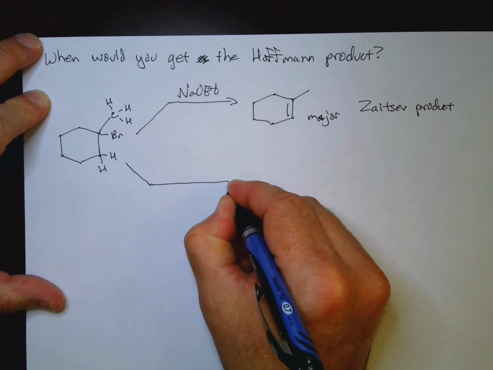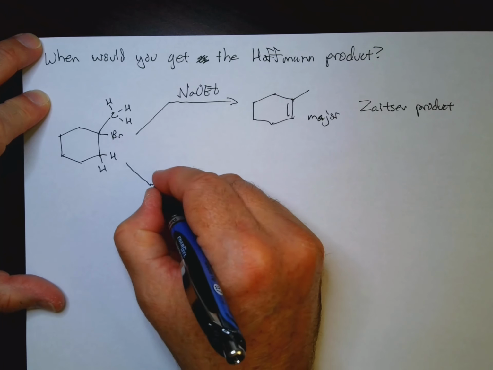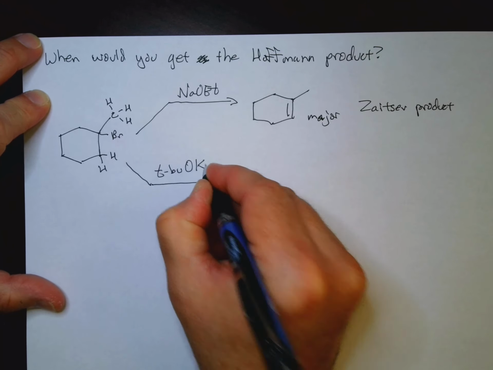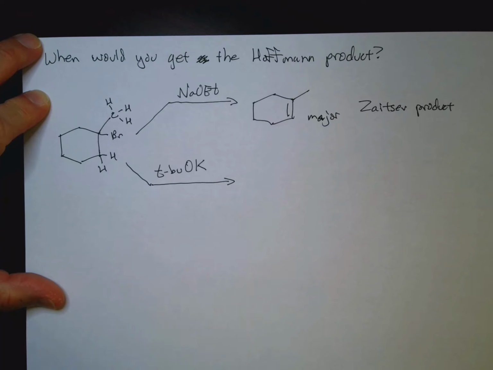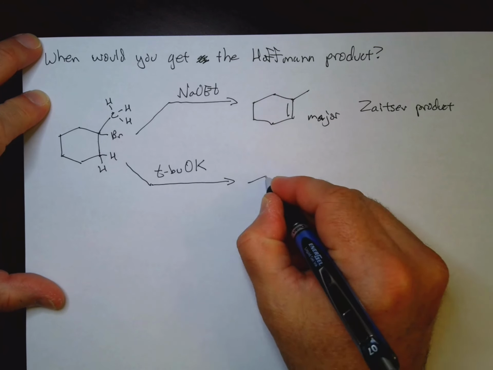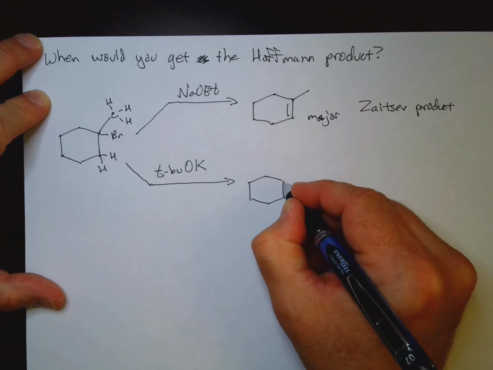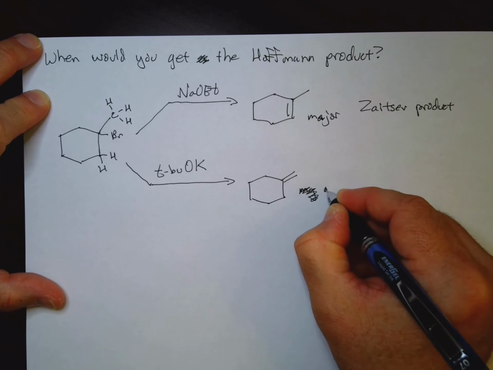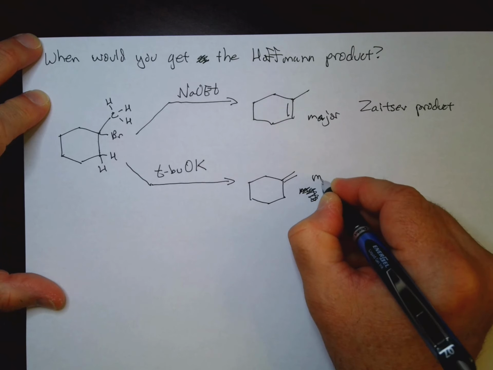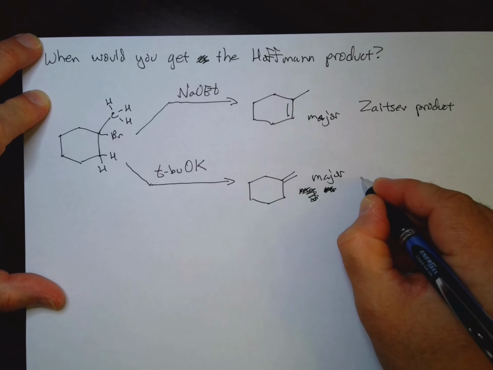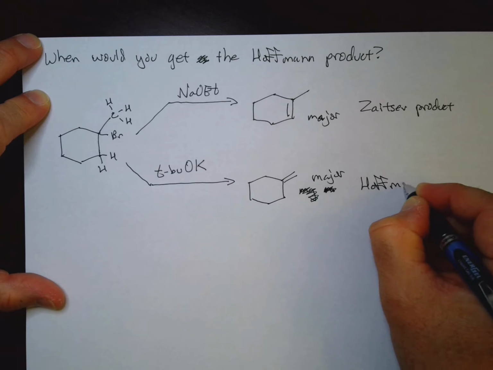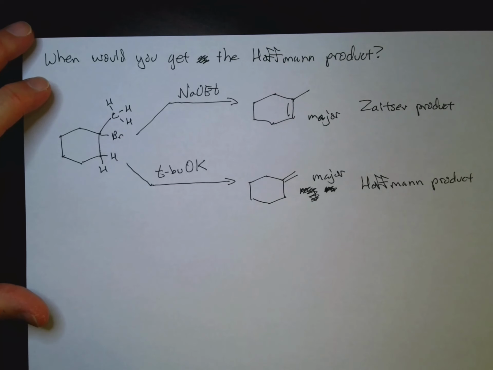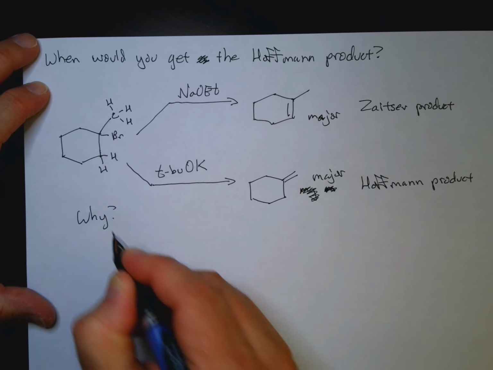But if I treat this instead with t-BuOK, or KOtBu, I will get, as my major product, the Hofmann product. So our choice of base matters. Why?